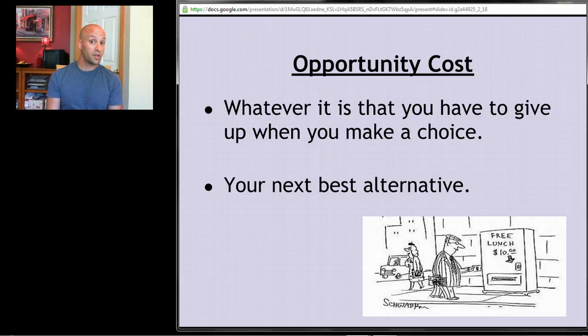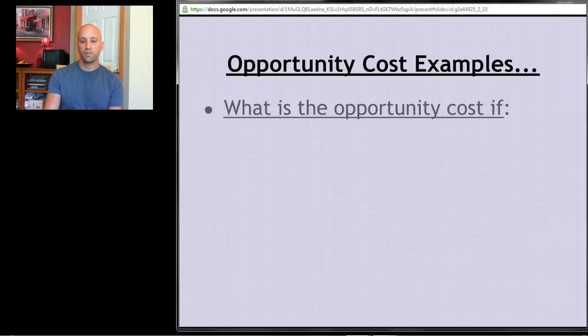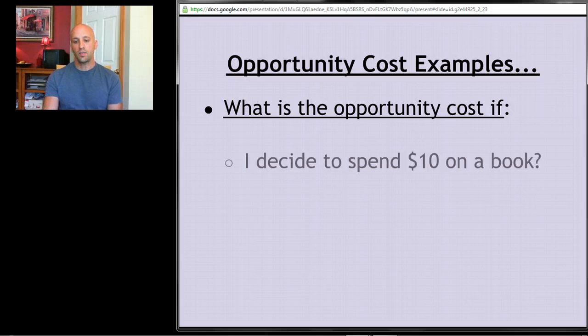If I wasn't going out to lunch with you, what would I be doing? That's the opportunity cost. It might be money, but it might be something else too. So I'll give you a couple of examples. What would the opportunity cost be if I decide to spend $10 on a book? Well, that one's pretty easy. It'd be $10, or whatever I'd buy with that $10 if I wasn't buying that book.